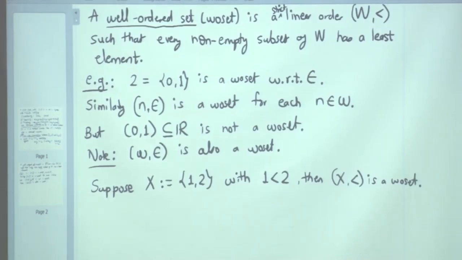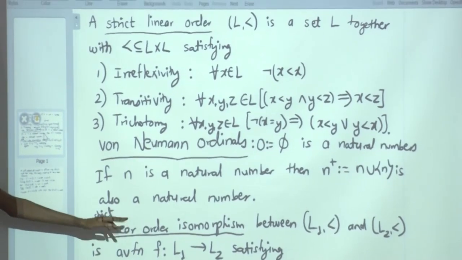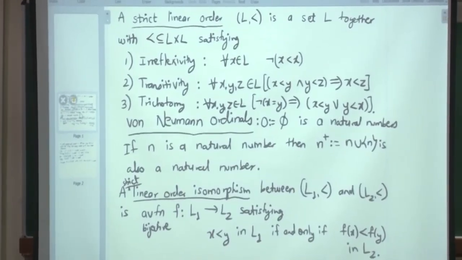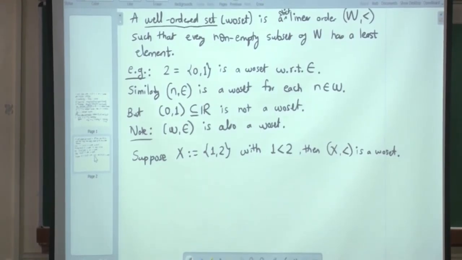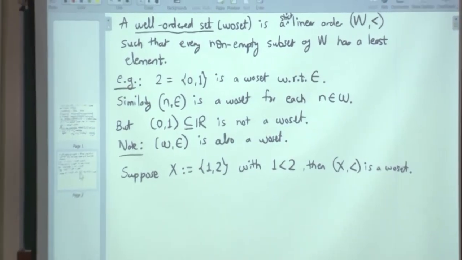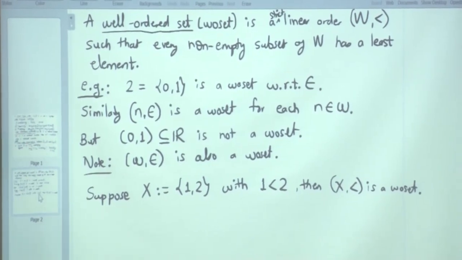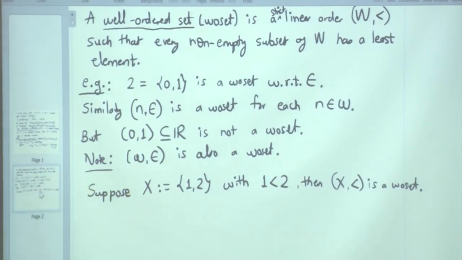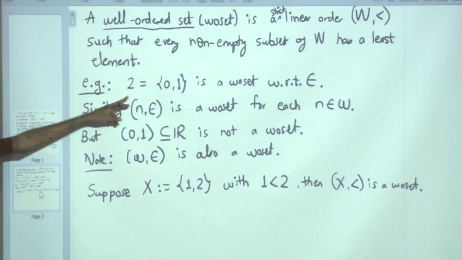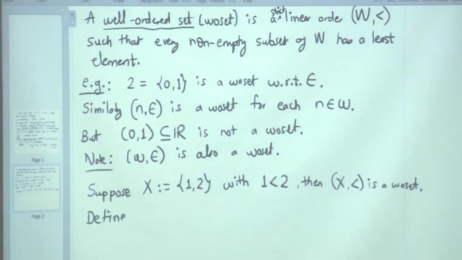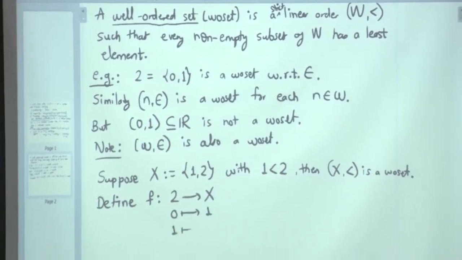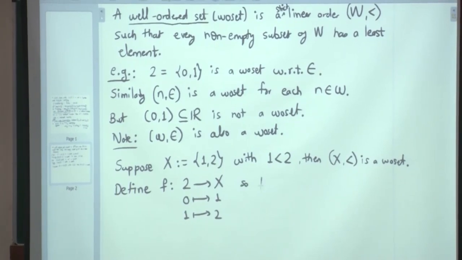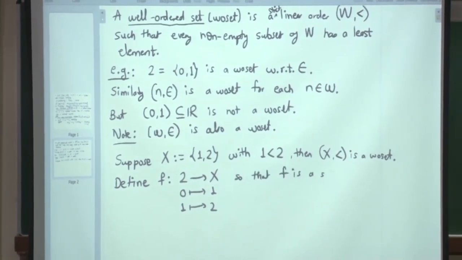Okay, but now comes the interesting thing. Please look at what we wrote here. A strict linear order isomorphism is a bijective map which preserves and reflects orders. So can you tell me if X is isomorphic to any other well-known linear order? Something from our list? {1, 2} is isomorphic to, X is isomorphic to? 2, which is {0, 1}, right? Define f from 2 to X, which sends 0 to 1 and 1 to 2, so that f is a strict linear order isomorphism.